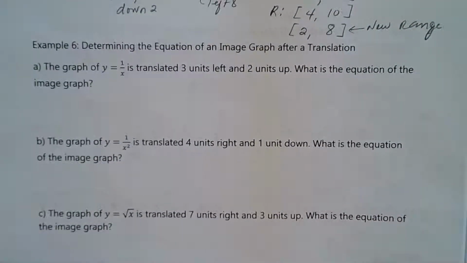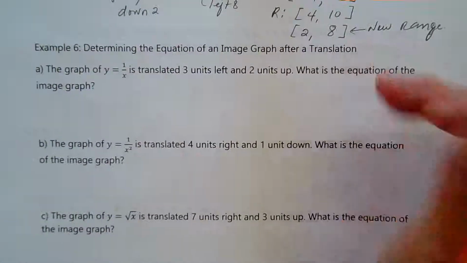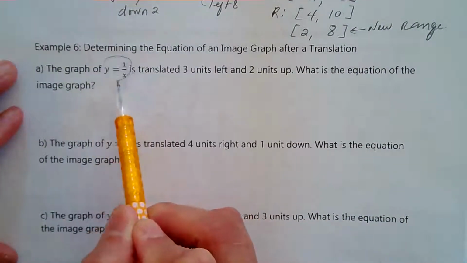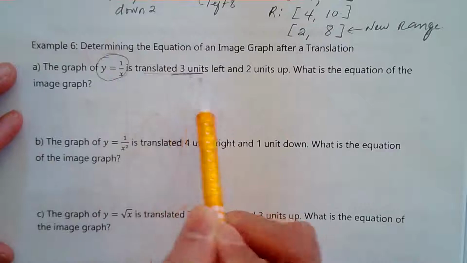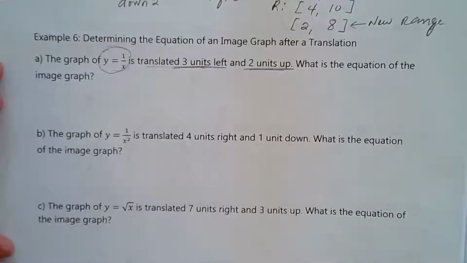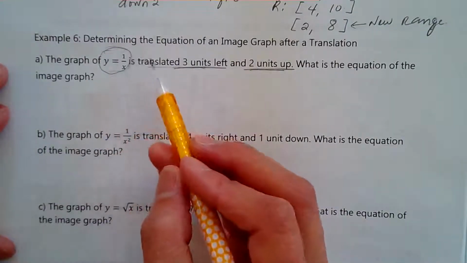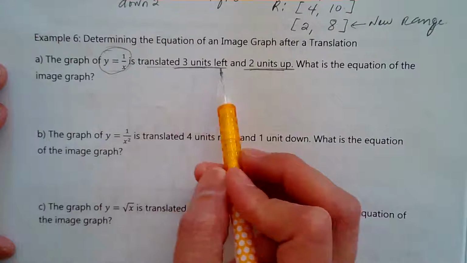Let's take a look at number 6. Is that okay? Good? Yep. Okay. So determine the equation. Now, here's an actual graph. Here's a real function. 1 over x. Translated 3 units left and 2 units up. What is the equation? So this is now an actual function. 3 units left and 2 units up.